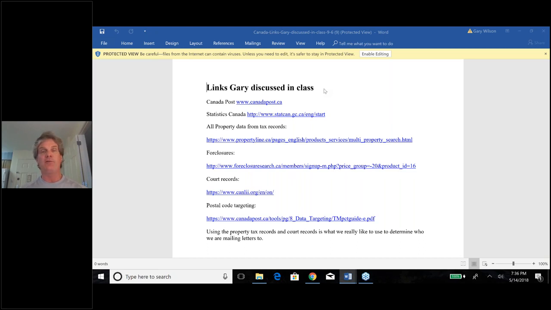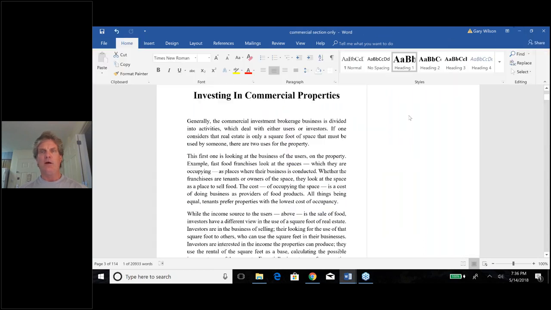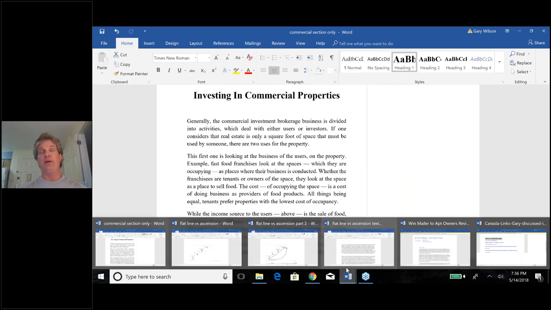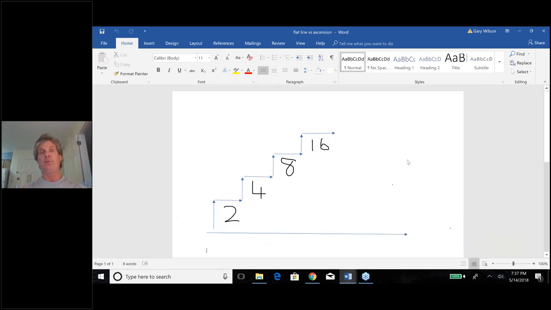This seems to get a lot of interest whenever I talk about this. So what I want to do, guys, is show you how you can leverage what you're doing, okay? Leverage what you already have in the way of assets, income producing assets, to buy other income producing assets.